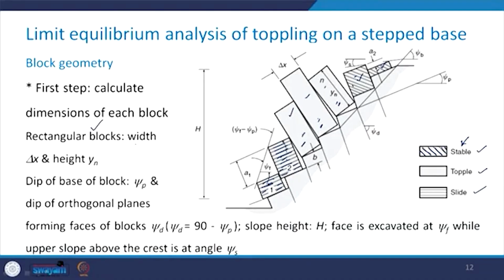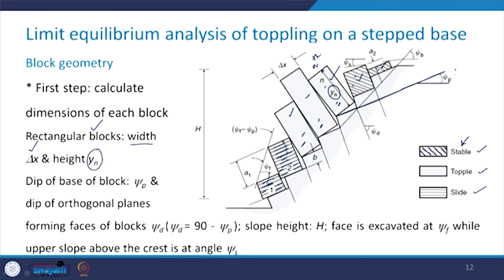dimensions of each block. Now, the assumption which is made here is that all these blocks are rectangular blocks having width delta x and the height yn. So, if I take the nth block which is here, the height of this block, from its base to its top, is yn. If it is the first block, its height is going to be y1, y2, y3 and so on up to yn. Now, the dip of the base of the block is given as psi p, which you can see has been shown like this here.